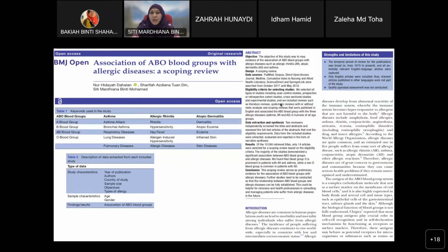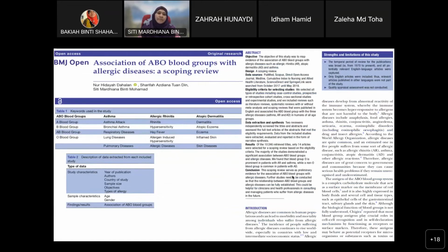So all this we include, and then we extract the data where two reviewers independently screen the titles. For this, I helped my student. So this was actually done by my student. I helped her to screen the titles and also validate all the data that she extracted. And then from there, we produce the results and the conclusion of this study. Right. So if you can see the conclusion here, we mentioned that this scoping review serves as preliminary evidence for the association, and further studies need to be conducted.